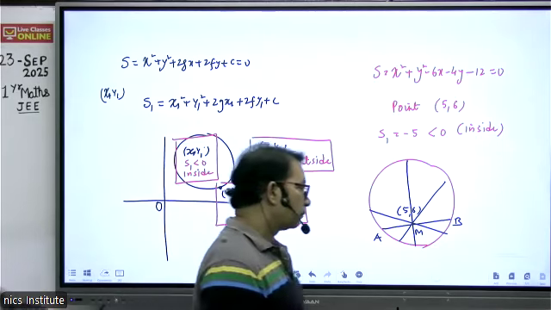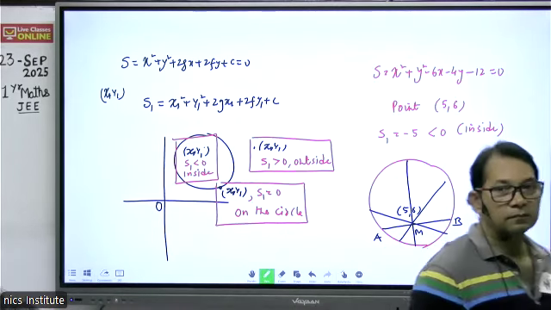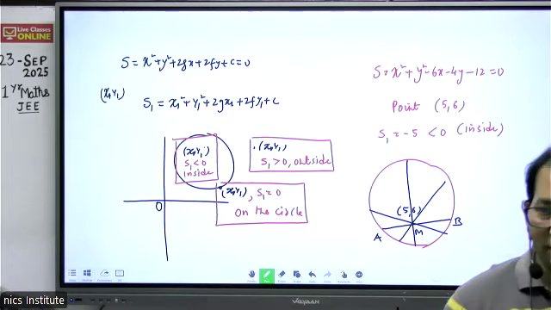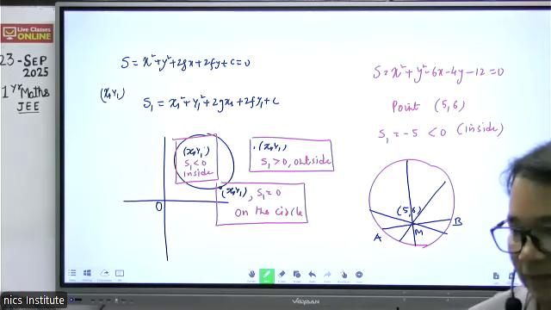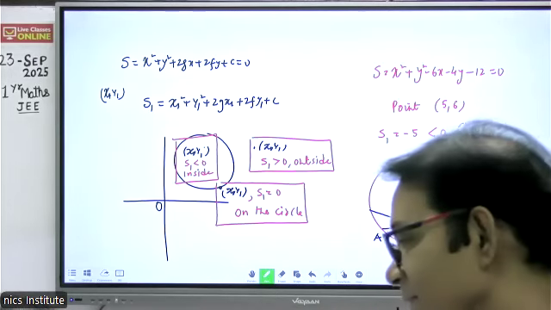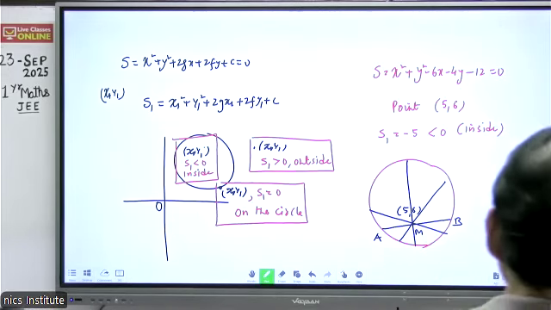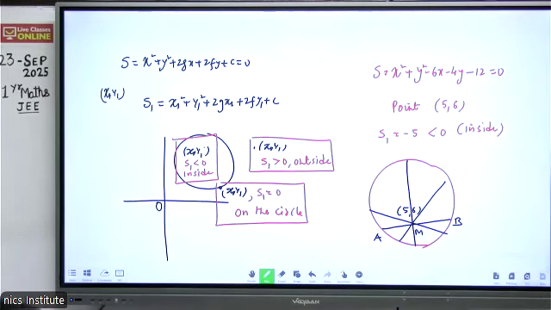सोचो. हाँ, बचपन में पढ़ा था तुमने. सेकंड क्लास में, सिक्स्थ में किया था. If you draw perpendicular from the center to the chord, it always bisects. लिख लो.